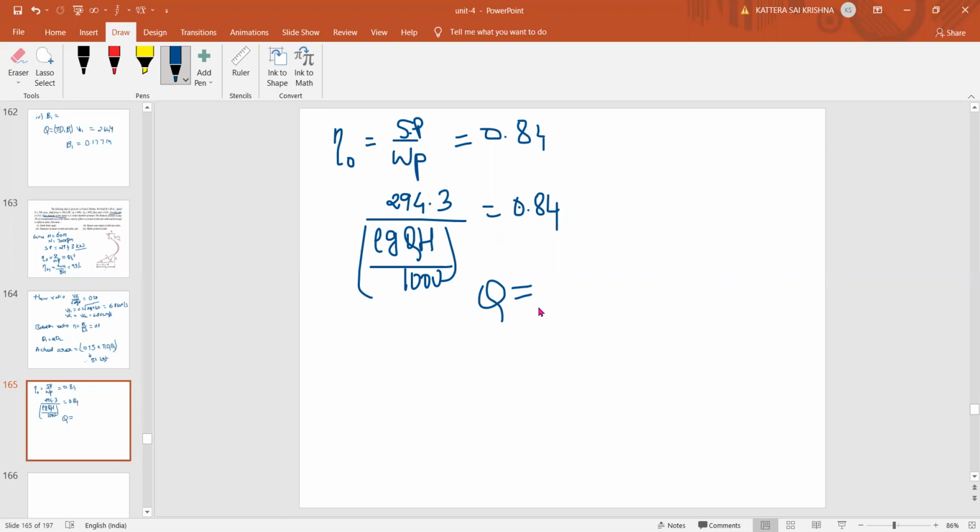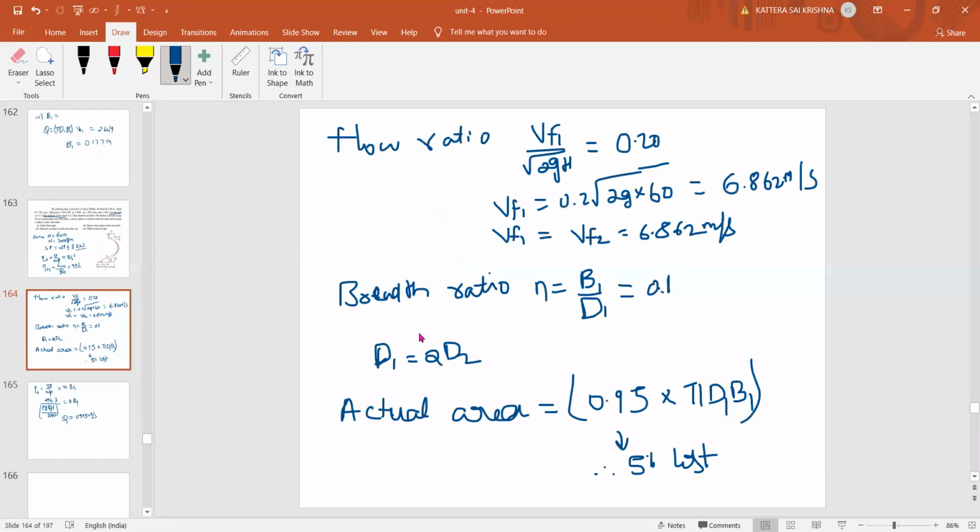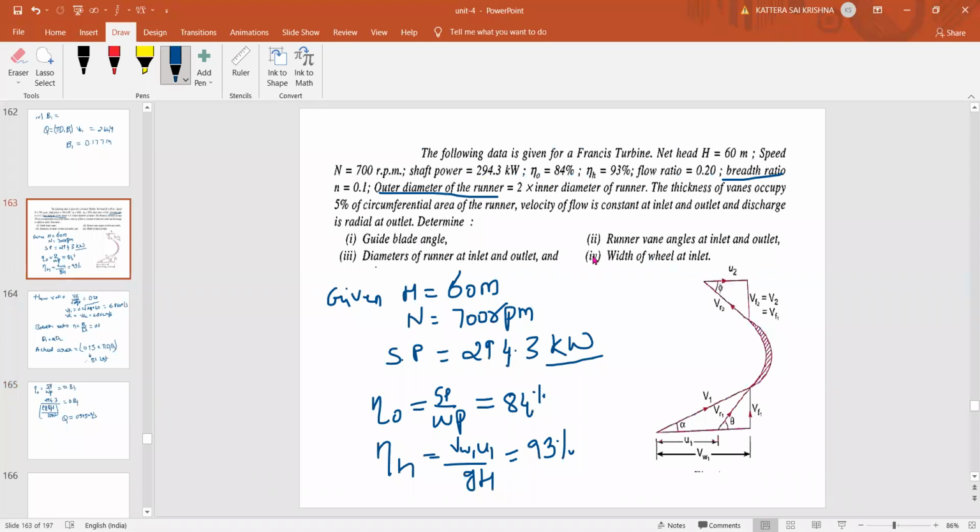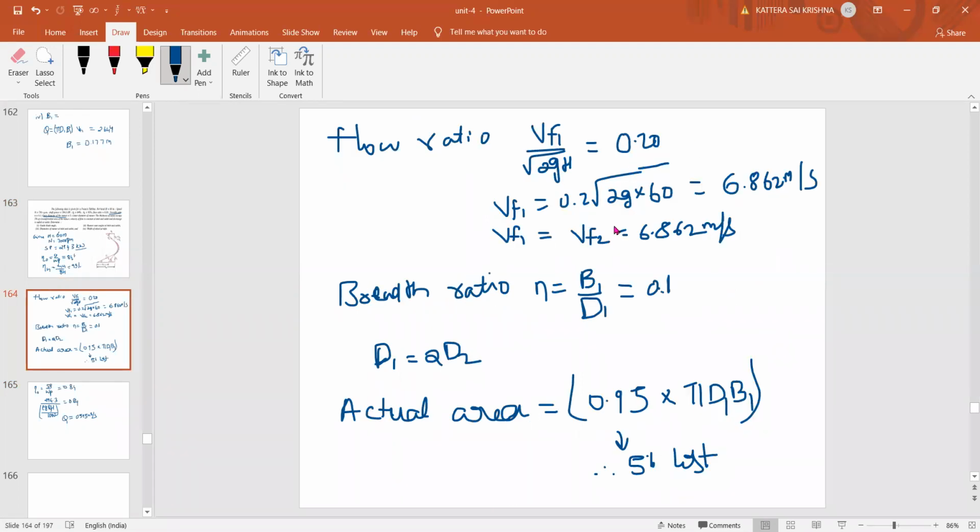0.595 meter cube per second. Right. So this is your discharge. Okay. So what else we can find? Right. So he has given the flow ratio term, that is 0.20. So you can find VF1. Already we found that out. Okay, very good. VF1 is over.